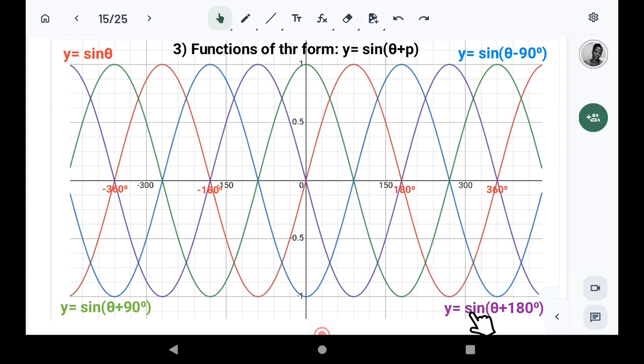Same thing, y equals sine of theta plus 180 degrees. That is shifting the graph 180 degrees to the left. Remember, plus p to the left. So that means, okay, let's compare. We started with this one. Now when we shift it 180 degrees to the left, that means we jump 90 to 0 and then another 90 to negative 90 degrees. That's what happens.